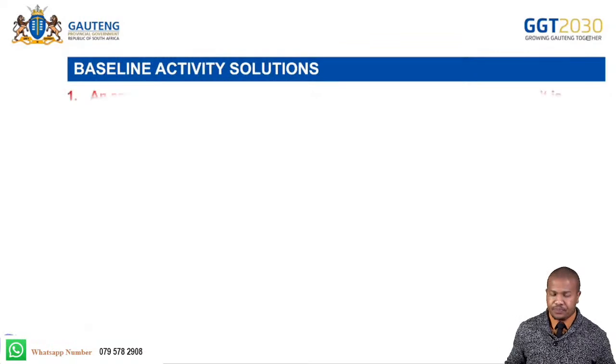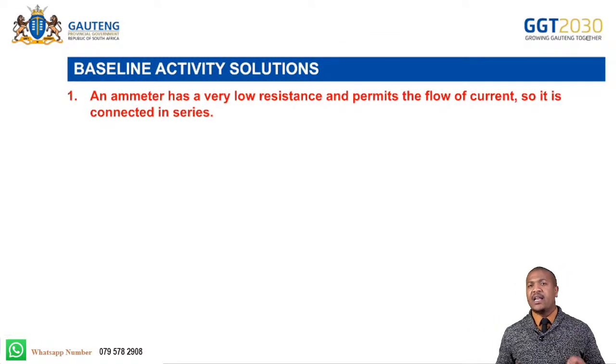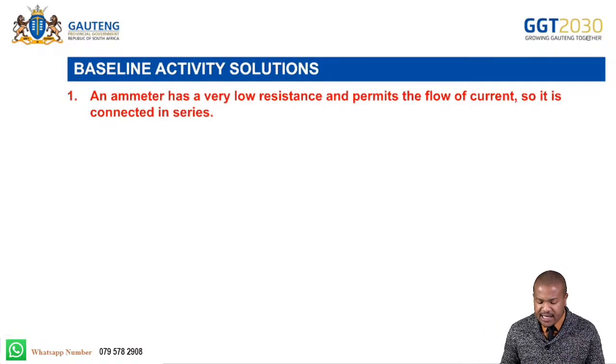So now, here are the solutions. Number one, an ammeter has a very low resistance. That is the reason why it is connected in series. It has a very low resistance and it permits the flow of current. So it is connected in series.